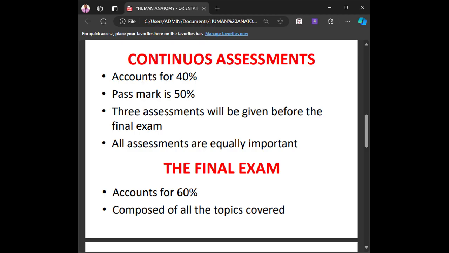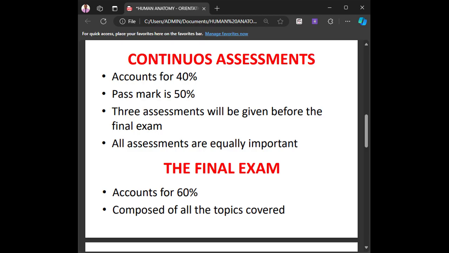In this 40%, you are going to have three assessments. So you're going to have three tests in this course, which will be given before you write your final exam.